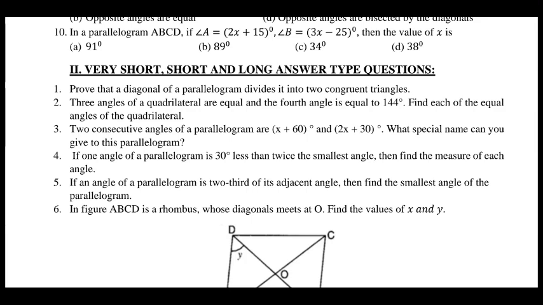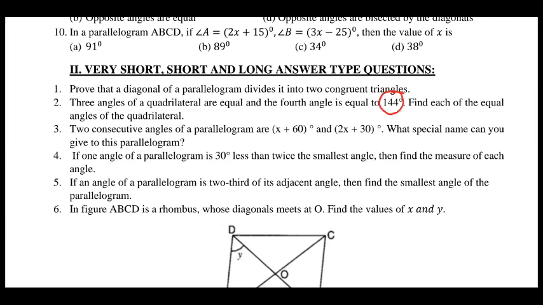3x is equal to 360 minus 144. What is 360 minus 144? It is 216, right? Oh my. You have to see this properly, beta.